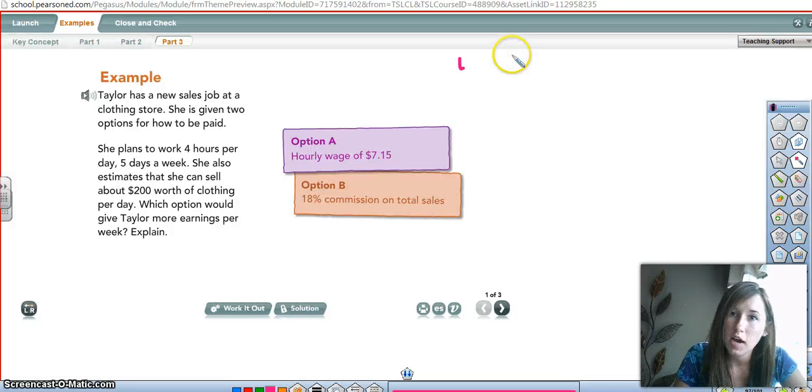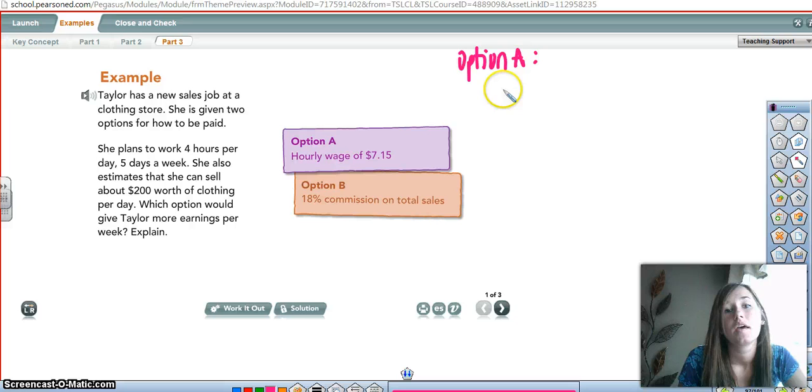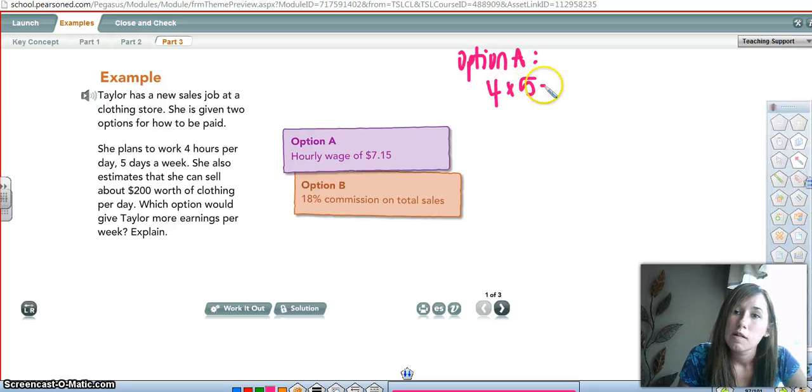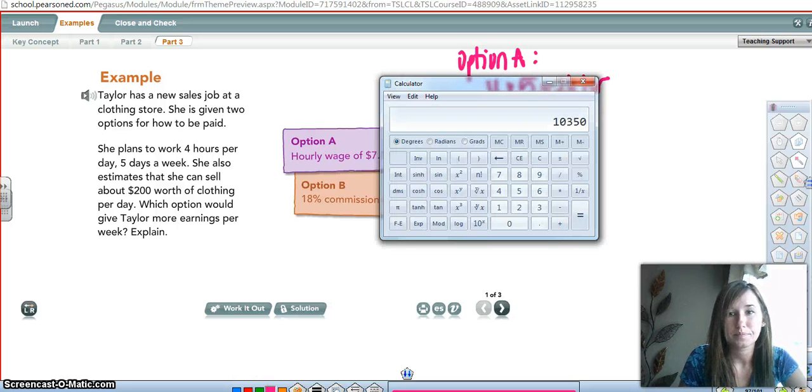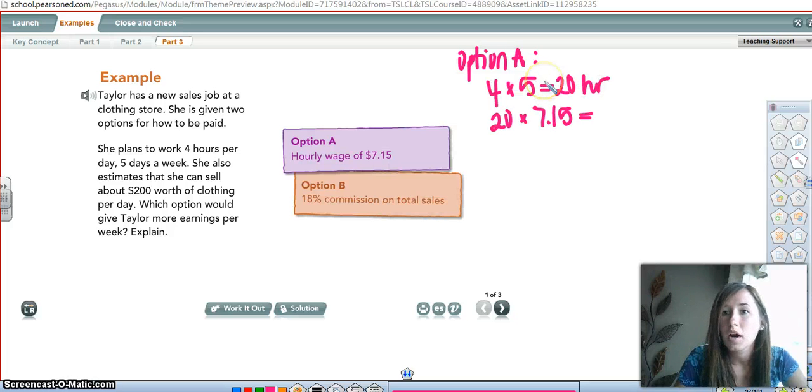Well, let's first look at option A. How much would she make in a week? Well, she works 4 hours for 5 days. So that would be 20 hours total. And she gets $7.15 every hour. So she would make $143 that week.